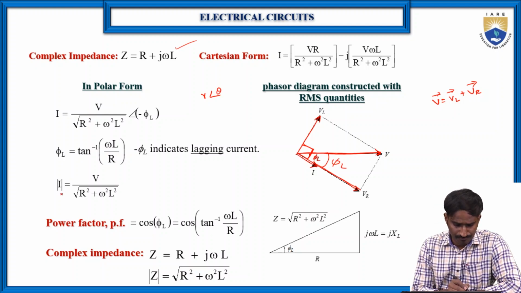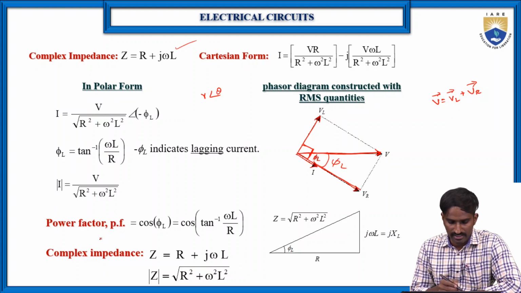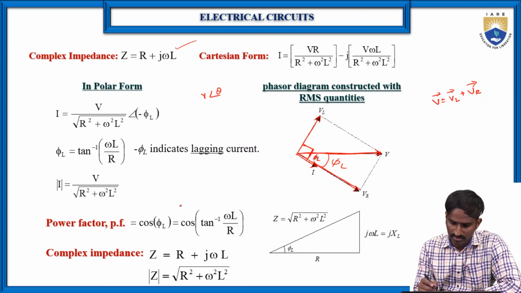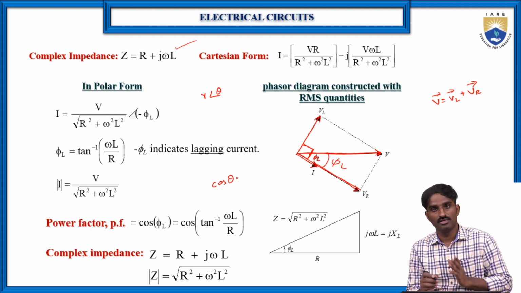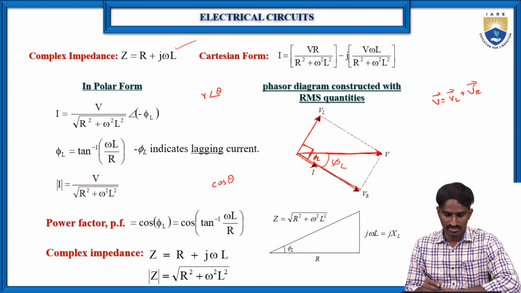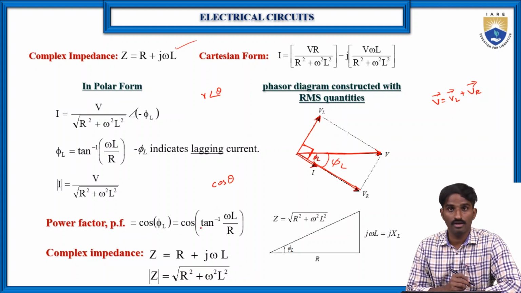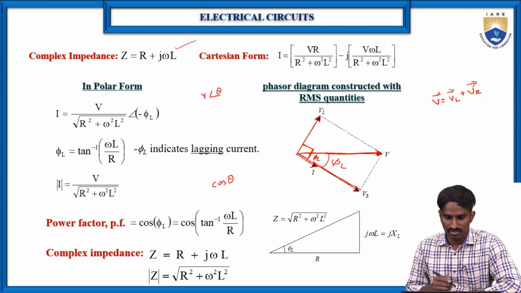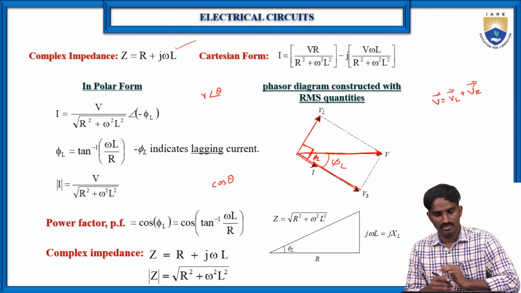So here I is equal to V by square root of R square plus omega square L square, that we know. And here there is a concept of power factor also. The power factor is nothing but cos phi L. Simply the standard notation is cos theta, so theta is the angle between the voltage and the current, right? Simply the complex impedance also, here Z is equal to square root of R square plus omega square L square. So this is about the RL.